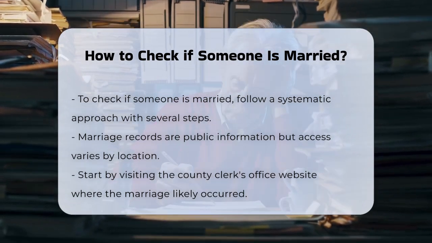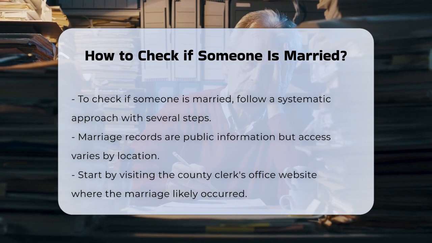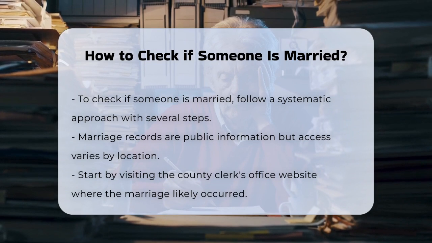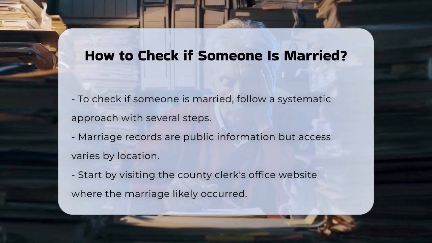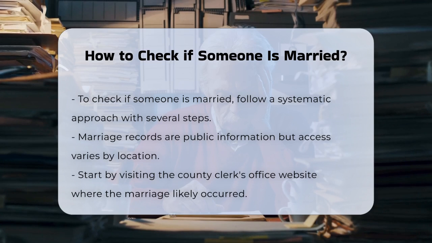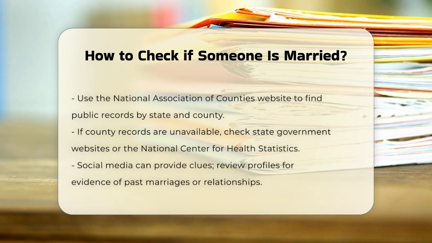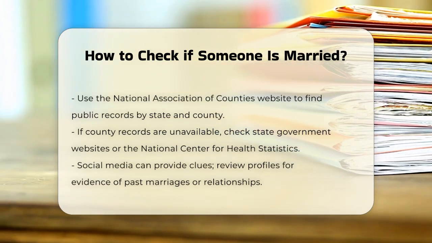You can start by visiting the website of the county clerk's office where the marriage is believed to have taken place. Many counties have databases of marriage records available online for free. For example, you can use the National Association of Counties website to find the public records of the respective county. Select the state, choose the county, follow the public records link, fill in the information for the person of interest, and click search.